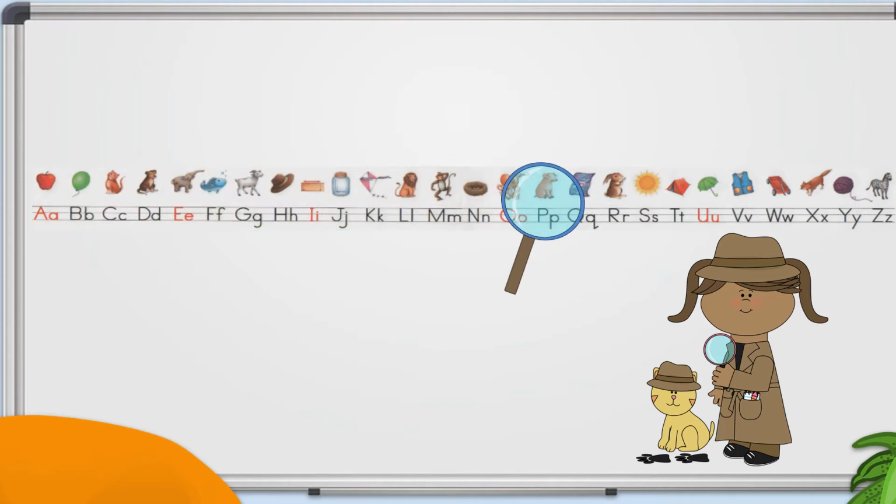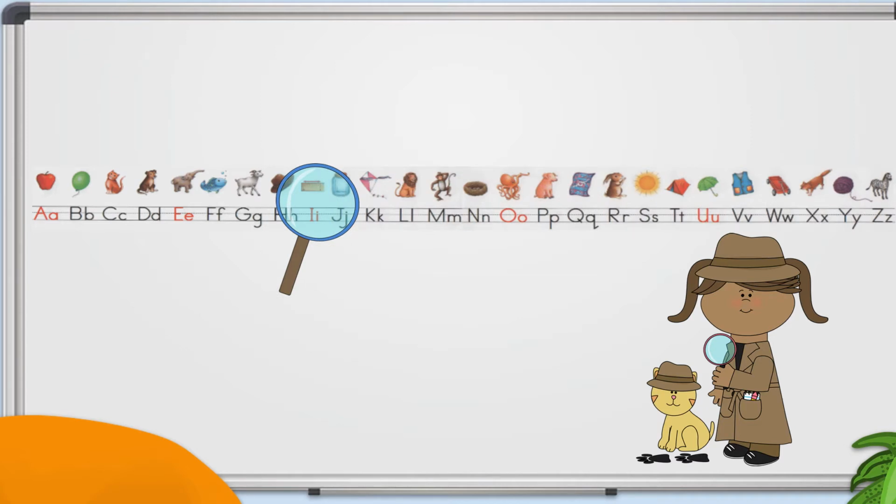Let's find another letter. The letter I. What letters come after the letter I? The letters J through Z. All of those letters come after the letter I. I'm going to find a letter, and then I'm going to use one of the letters we've learned, and we're going to figure out if it comes before or after the letter in my magnifying glass. Here we go.